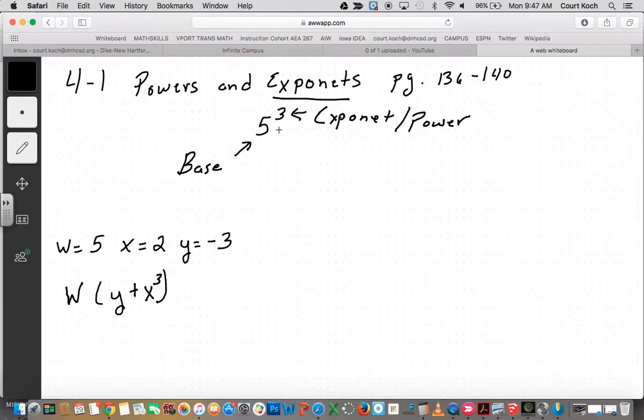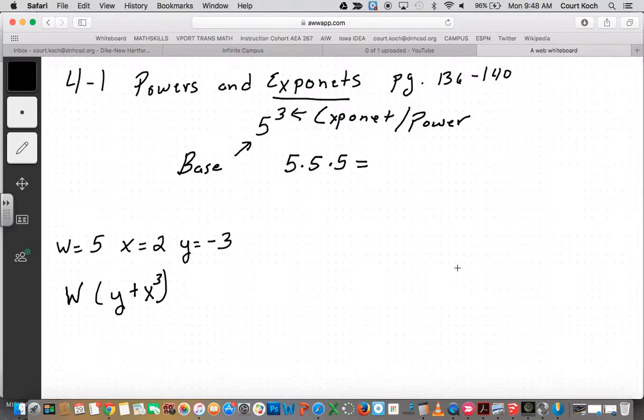I can write this one of two ways. If I have 5 to the third or 5 cubed, that means the power is to the third. That's the same as saying 5 times 5 times 5. And then 5 times 5 times 5 is not 15, it's all multiplication. It's not 5 times 3. It's 5 times 5 times 5.